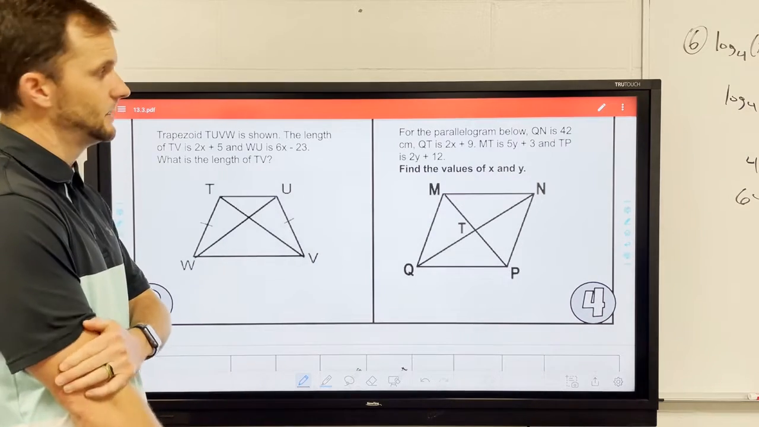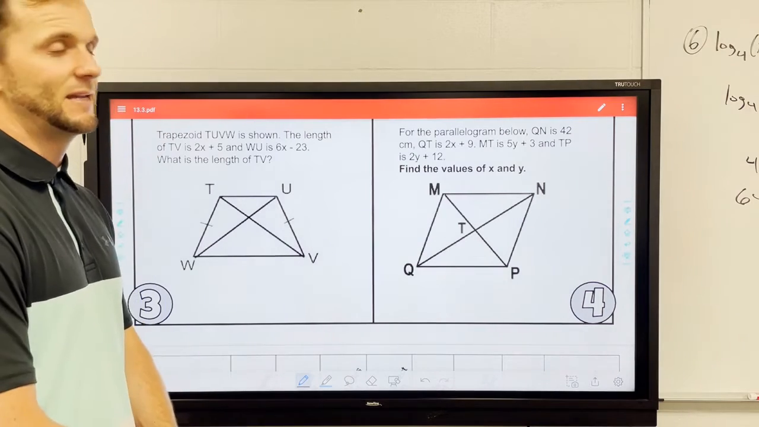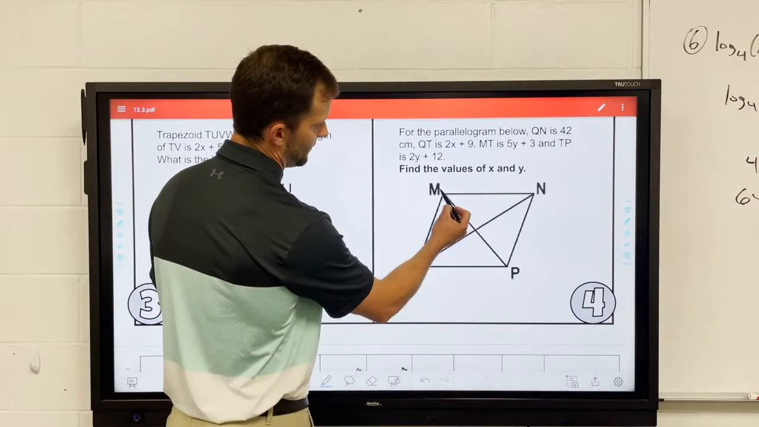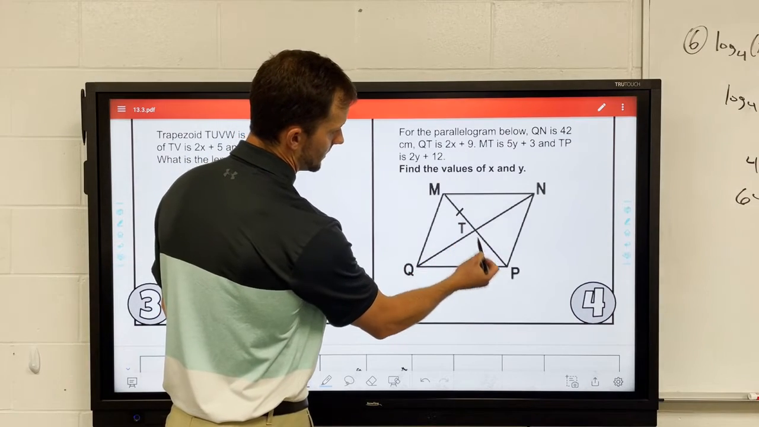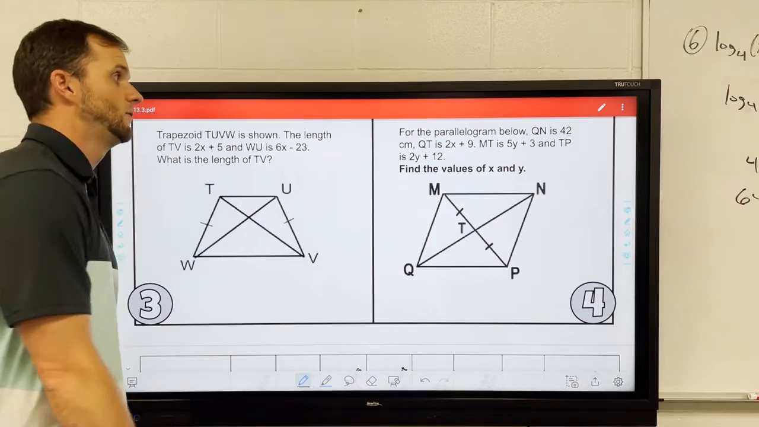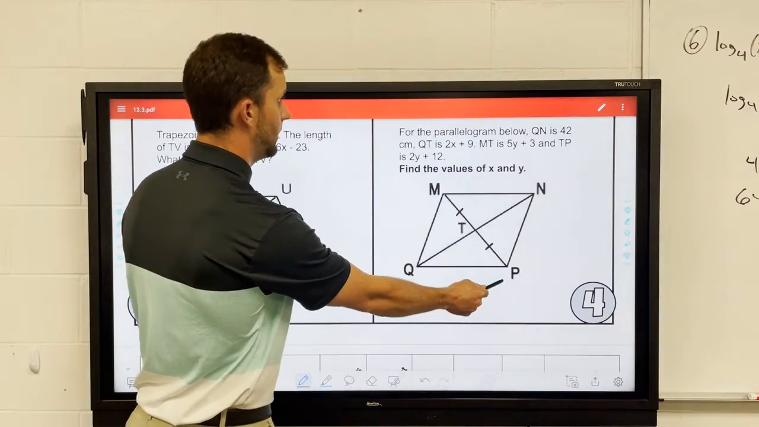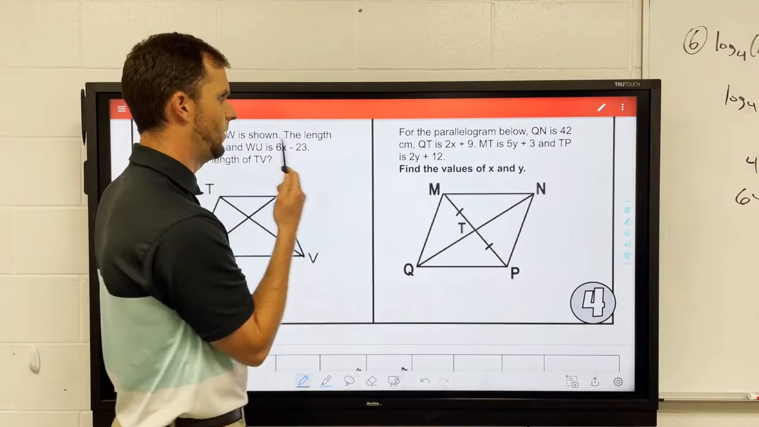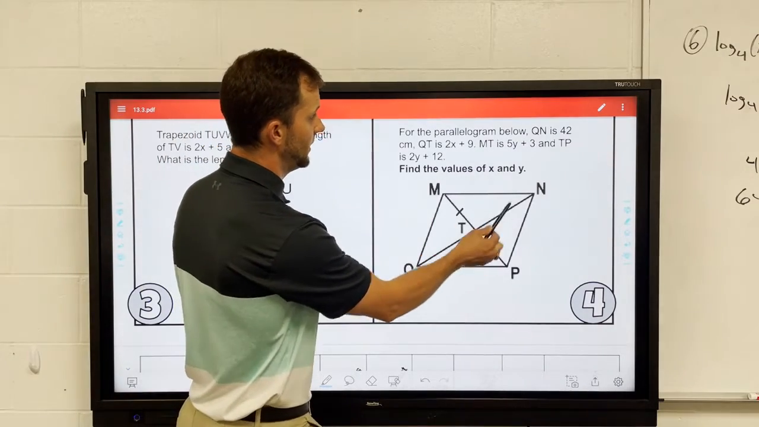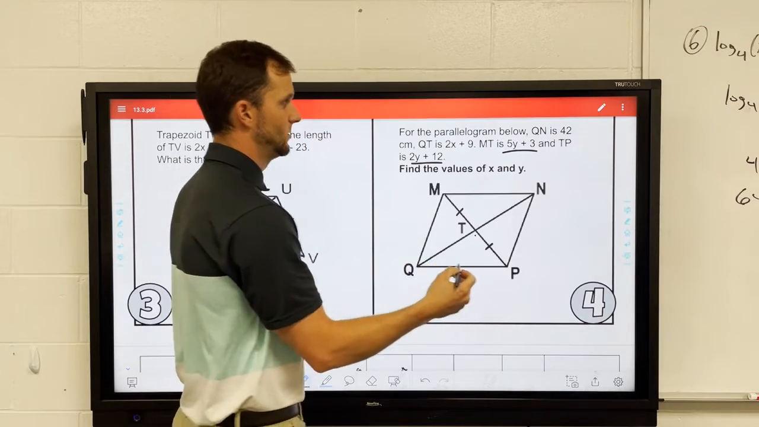So in this instance, if I look at a parallelogram, I know that in a parallelogram, the diagonals bisect each other. So what that means is that from M to T is going to be equal to T to P. So those are going to be equal to each other. If you look real quick, I don't have M to P here. I do have T to P though. So this and this are going to be equal to each other. So I can set those equal to each other.